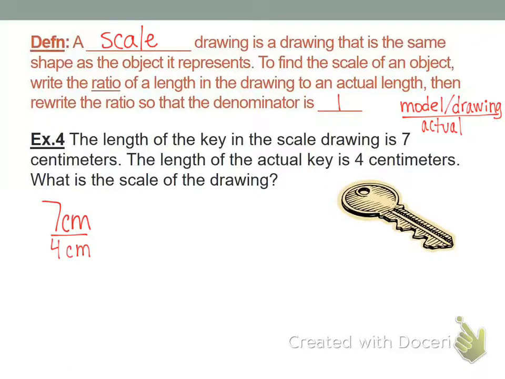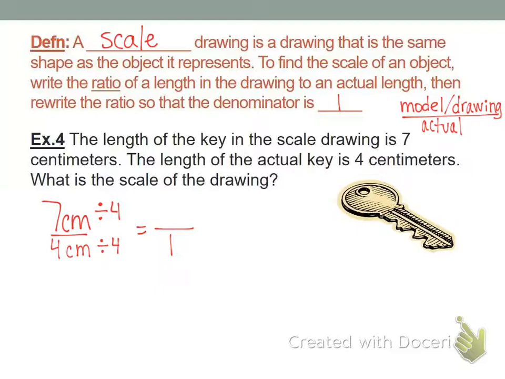We want to force this to have a denominator of 1. How am I going to take 4 and make it into a 1? Divide it by 4. But if we do that to the denominator, we should probably also do it to the numerator. Got to keep it fair. So we know we'll have a 1 on the bottom.